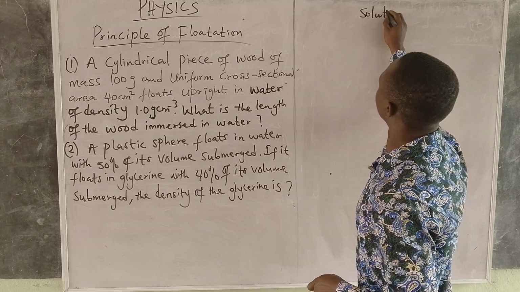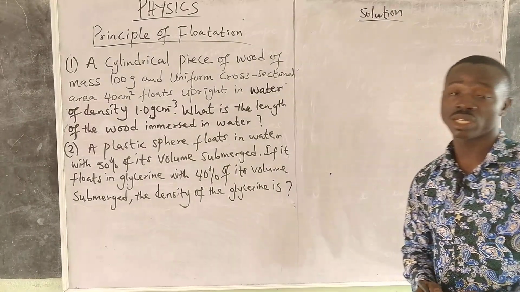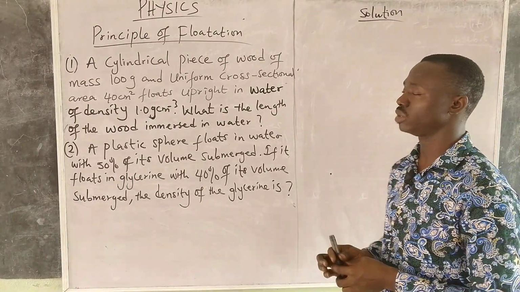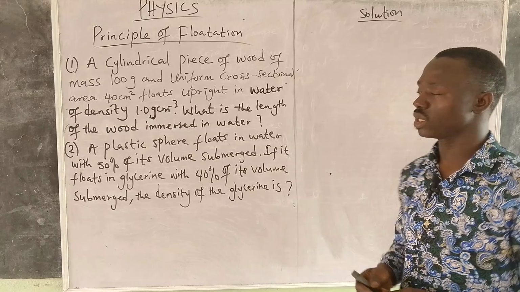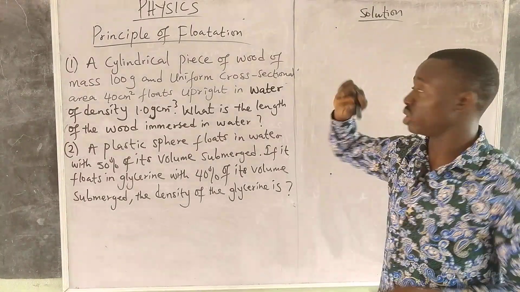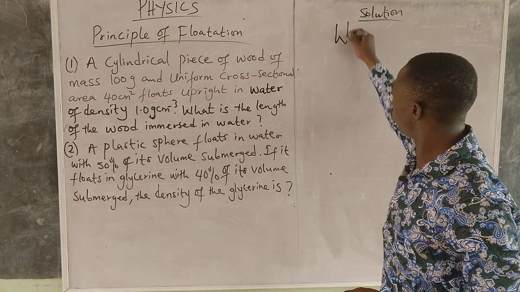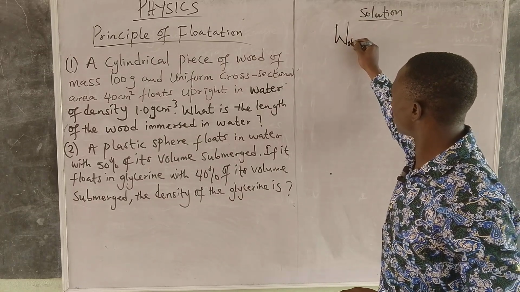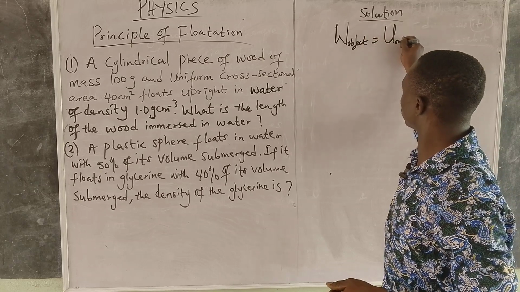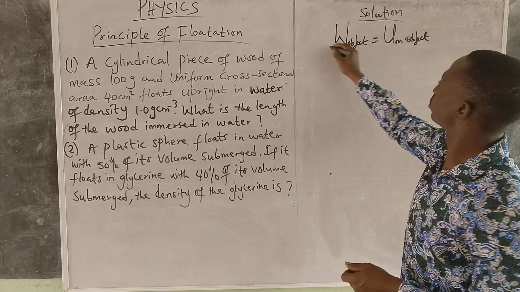Now, I want you to bear it at the back of your mind that whenever you hear float, flotation, floating, anything float at all, anytime you see a question on it, just write your equation out. W, weight of object that is floating, equals upthrust on what? On your object, all right? This equation is very important.